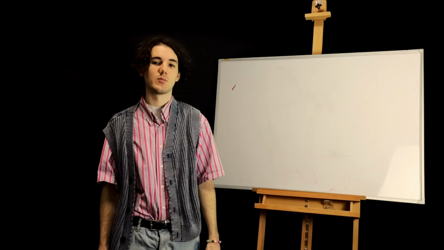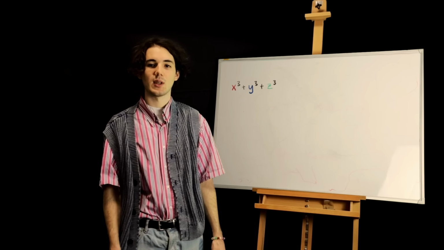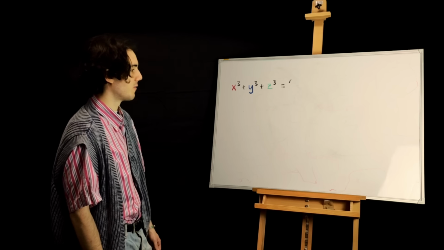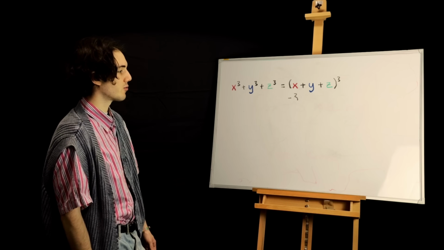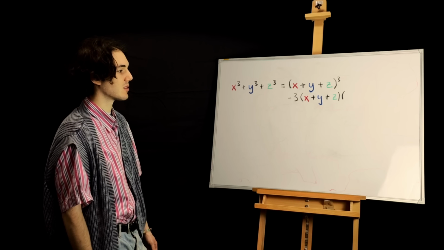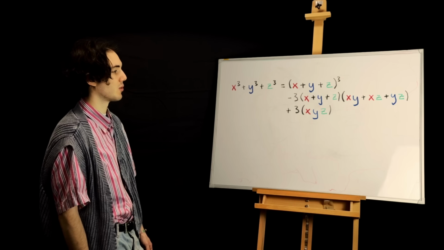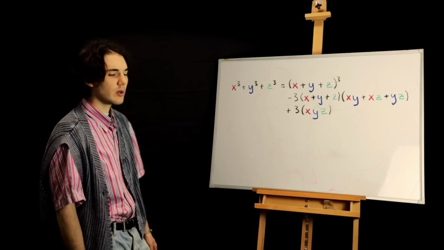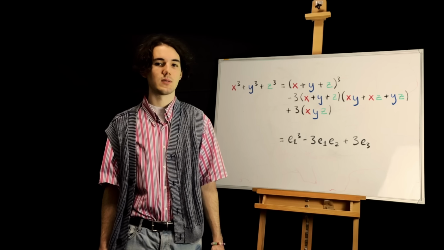So for instance, the polynomial x cubed plus y cubed plus z cubed can be expressed as the first elementary symmetric polynomial cubed, minus 3 times the first times the second elementary symmetric polynomial, plus 3 times the third elementary symmetric polynomial. We're going to abbreviate these as E1, E2, and E3, respectively.